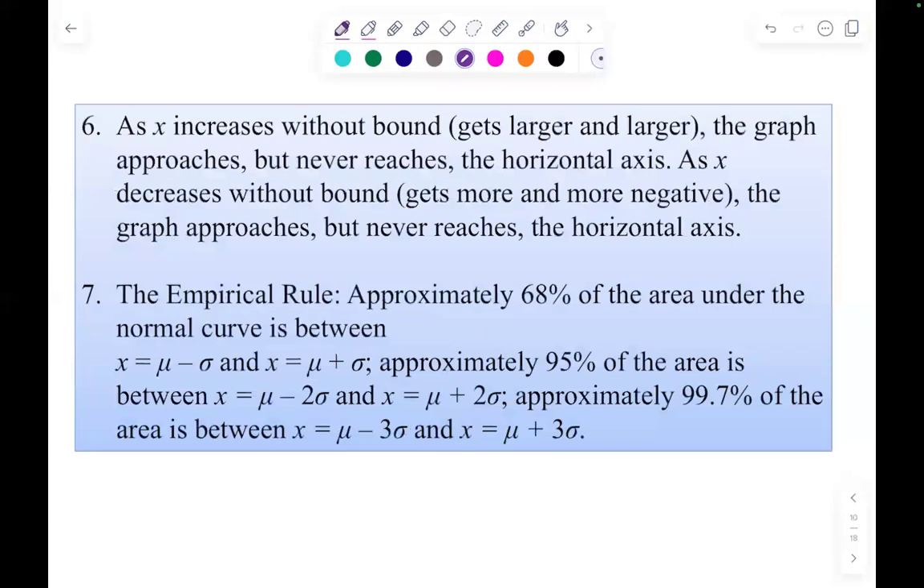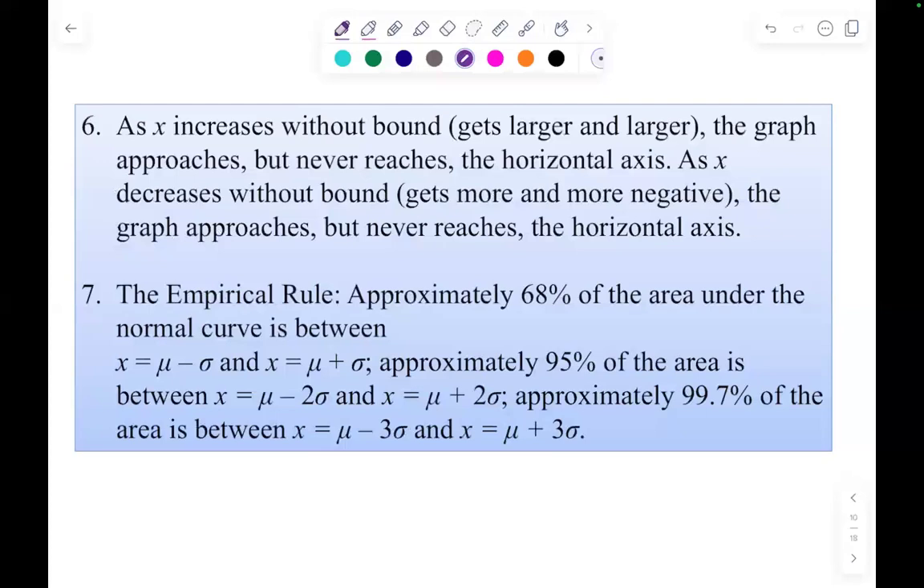As we get larger and larger from both sides, as we get bigger and bigger to the right and bigger to the left, it's going to get really, really close to the x-axis, to the horizontal axis, but it'll never touch it. It's going to get really, really, really close, infinitely close.